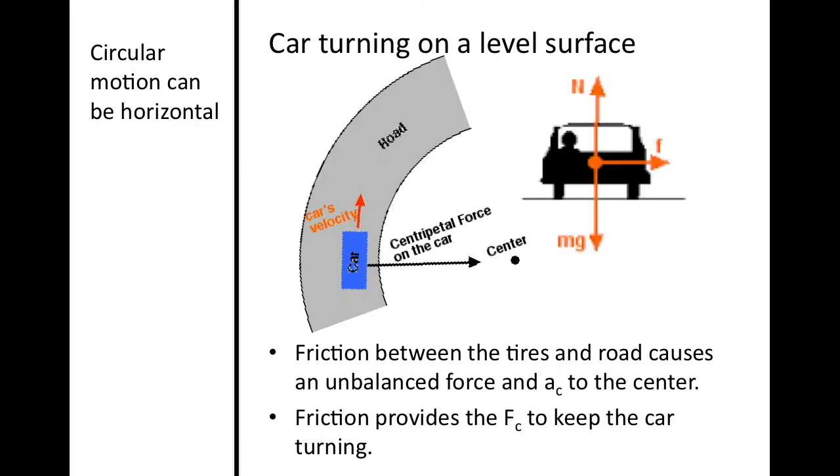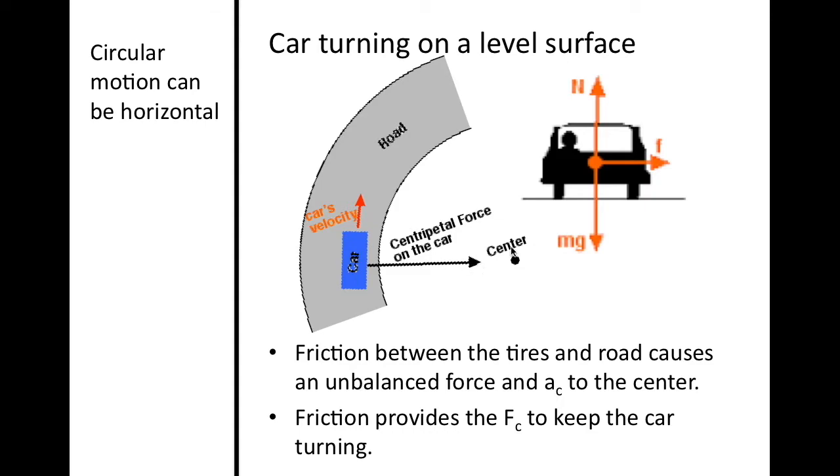Circular motion can be horizontal. For example, a car is turning on a level surface. When you're looking at the free body diagram over here, what you'll notice is that the forces acting on the car are its weight, which is mg, pulling down. We have the normal force, denoted as N, however we also denote that as the capital letter R, and that is due to the road pushing up on the car. Both of these forces act vertically and have no horizontal component.